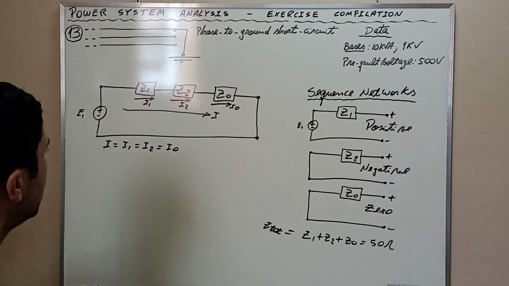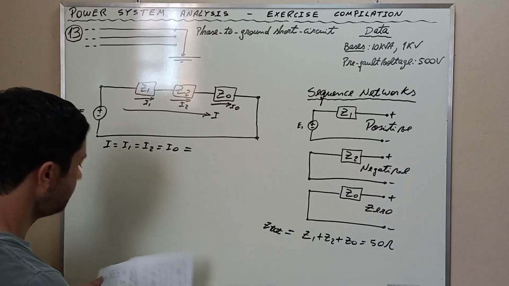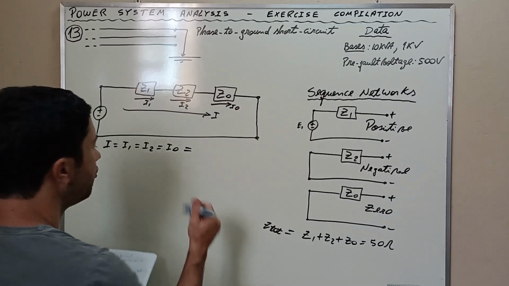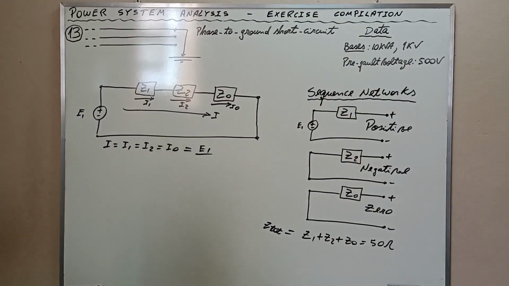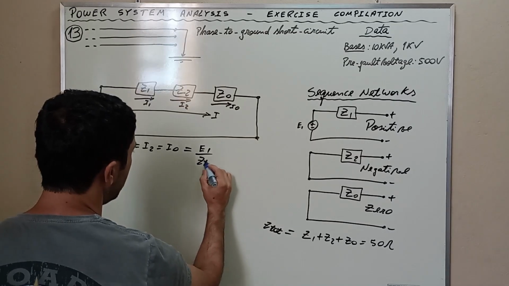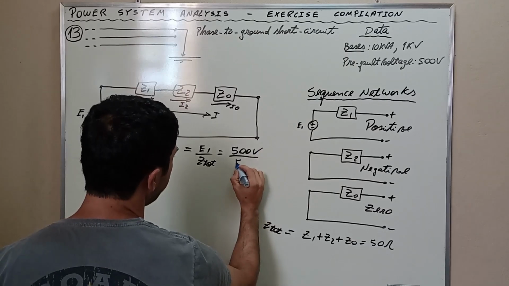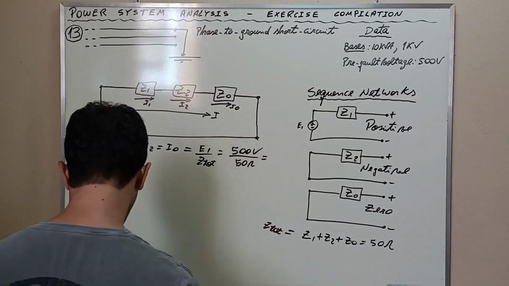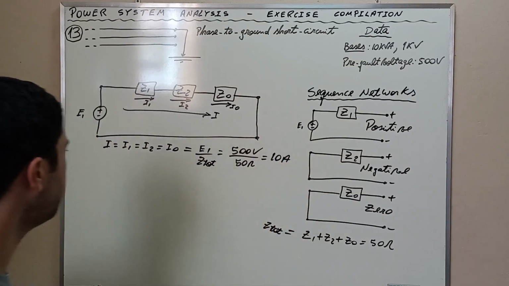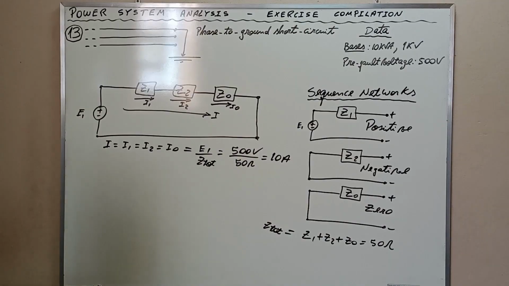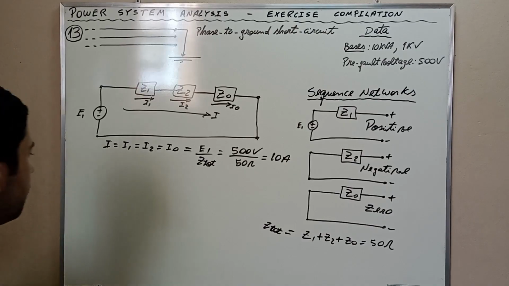The value of the current is going to be equal to E1 divided by the value of Z total, and this is equal to 500 volts divided by 50 ohms, and this is equal to 10 amps, okay? 10 amps. But these are the symmetrical components, okay? These are the symmetrical components.